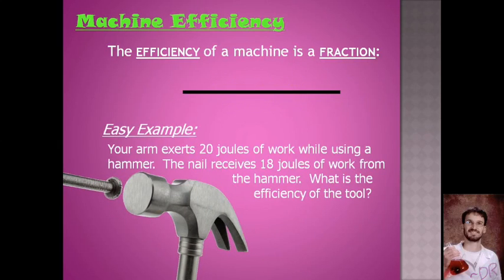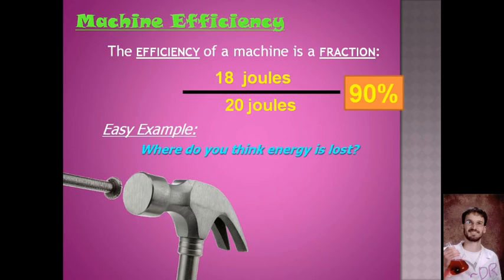So let's do some easy examples here. Let's say your arm exerts 20 joules of work while you use a hammer. You might not think of a hammer as a machine, but that's why we're starting off easy. The hammer has 20 joules of work that's being done to it. When it hits the nail, only 18 joules of that work gets transmitted to the nail. What's the efficiency? Well, if we get 18 joules out, but we put 20 joules in, 18 divided by 20 would say that our hammer is a 90% efficient machine.